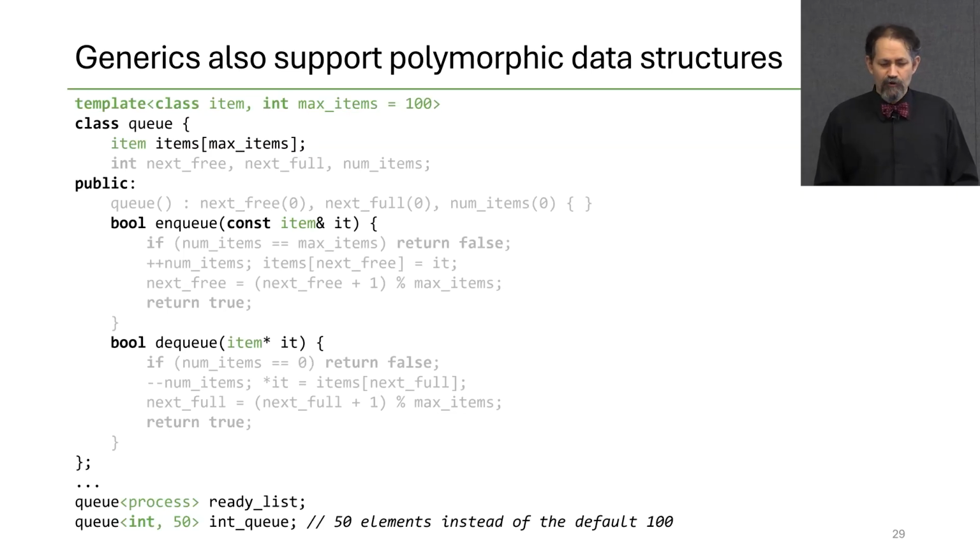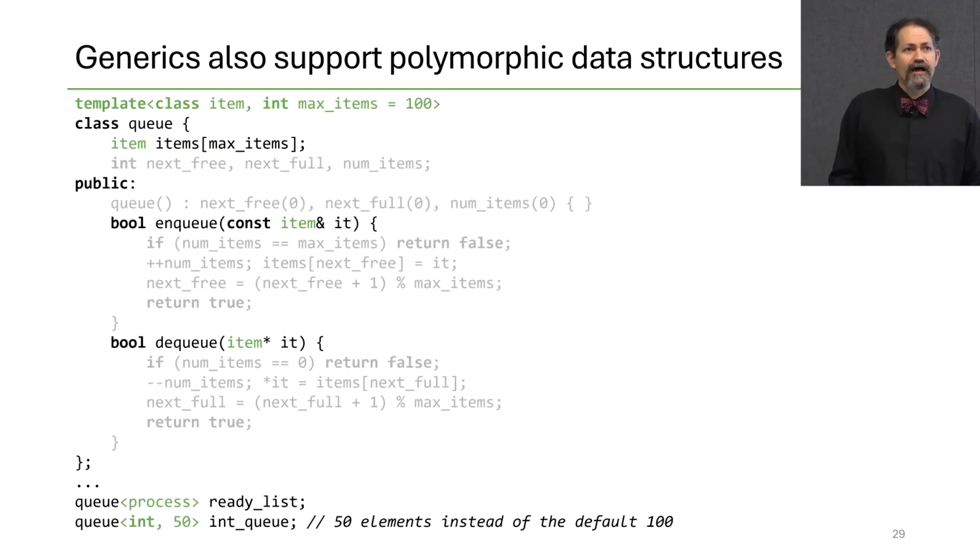Generics also supports polymorphic data structures. So here I've used an example from C++. C++ has a slightly different syntax for generic types. It uses a template syntax. Here we have a template for class Q, and the class Q is templated on an item class and a max items number. So we can actually be generic both in a number, which is the size of the queue in this case, or the maximum size of the queue, and the type of items that are in the queue.